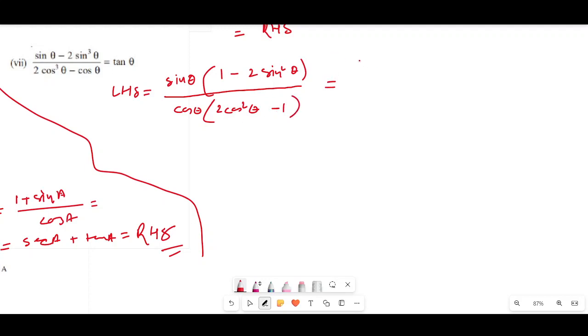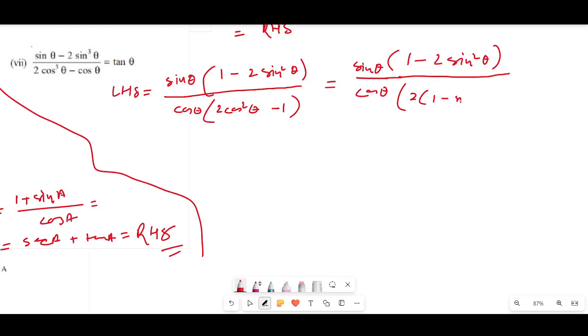So sin theta upon cos theta, clear? 1 minus 2 sin square theta. If you have information about upper class formula, then it will be cancelled, because it is the formula of cos 2 theta, and then it will be cancelled out. But because we are in class 10th, we will use only formulas of class 10th. Now we can write cos square theta as 1 minus sin square theta, minus 1.